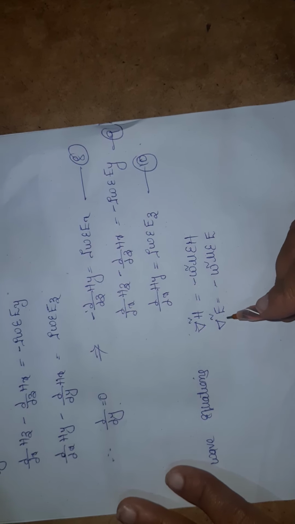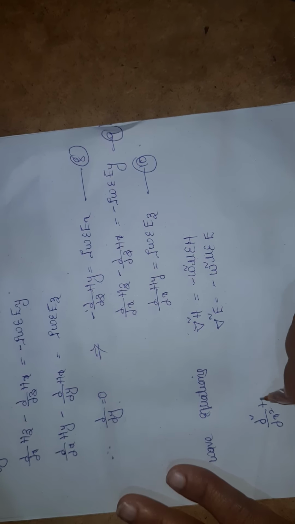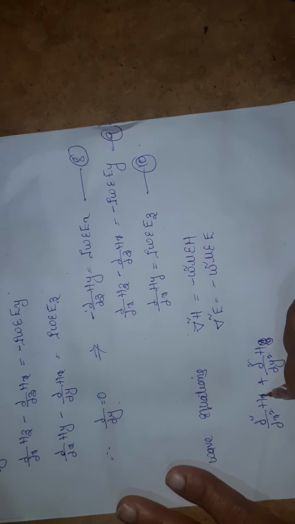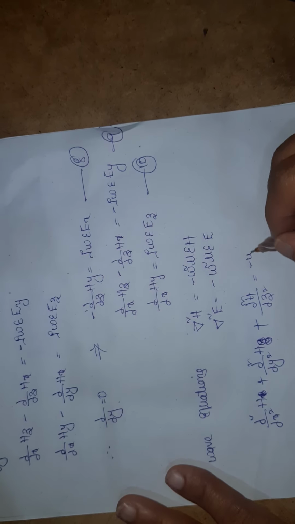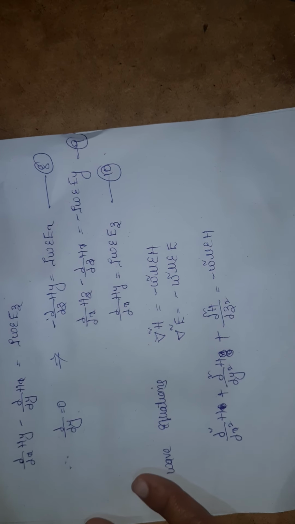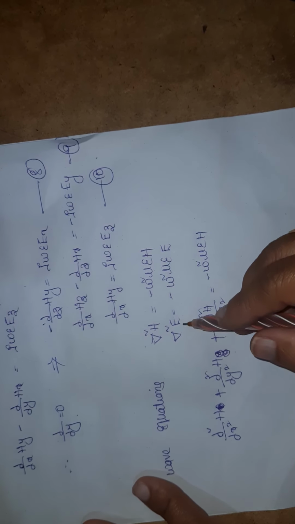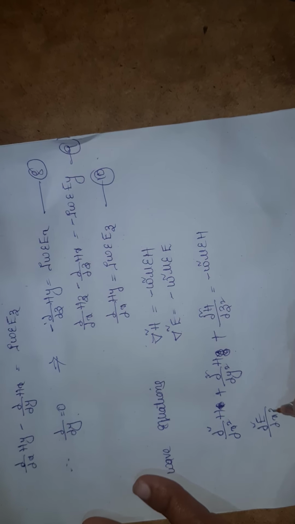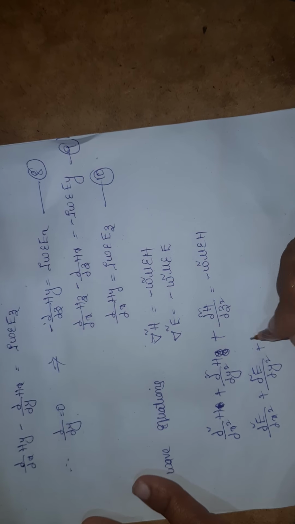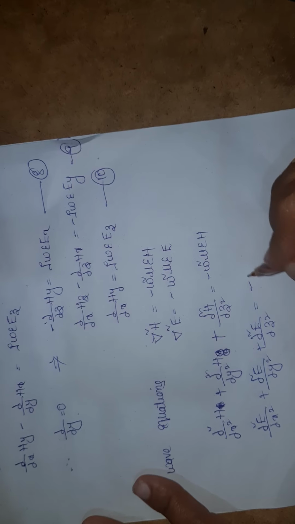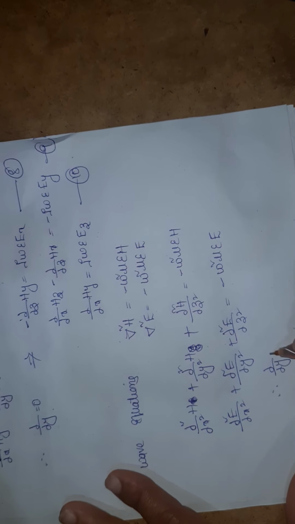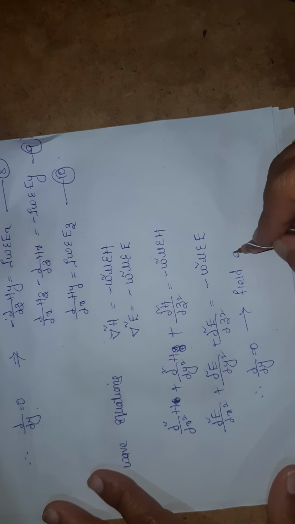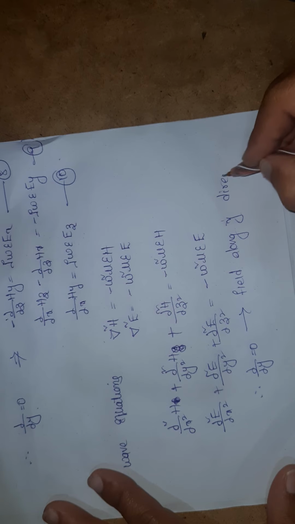Del is nothing but dou square by dou x square Hx, dou square by dou y square Hy, we should not consider the suffixes here, plus dou square Hy by dou z square is equal to minus omega square mu epsilon H. Similarly for E, dou square E by dou x square, dou square E by dou y square and dou square E by dou z square is equal to minus omega square mu epsilon E. Here also you have to substitute dou by dou y equal to 0, because the field along the y direction is constant.